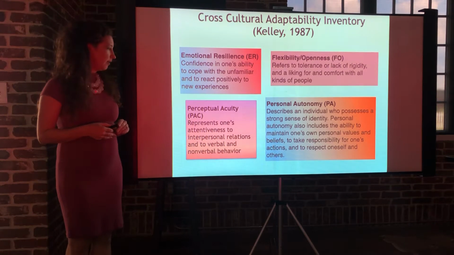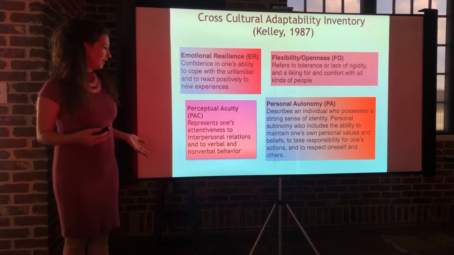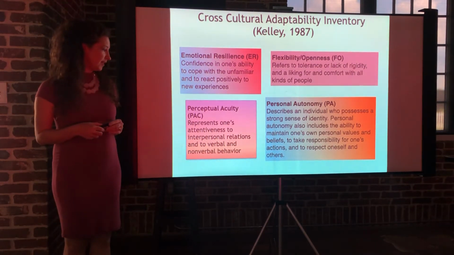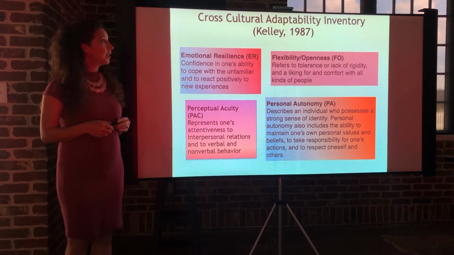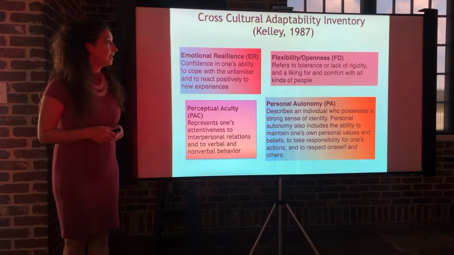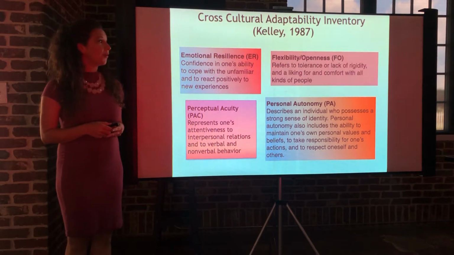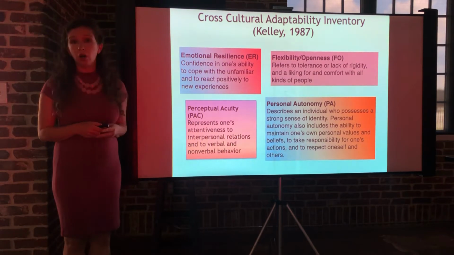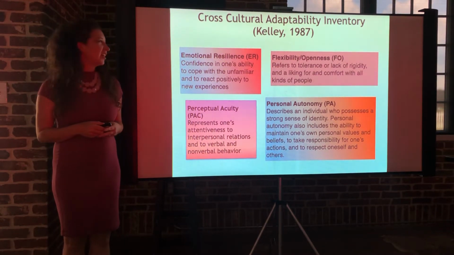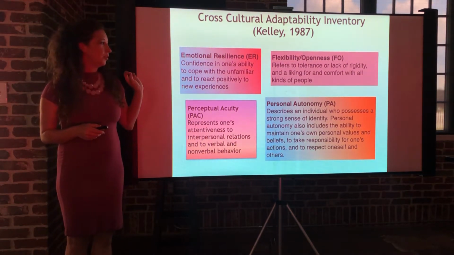Perceptual acuity represents one's assertiveness to interpersonal relations and to verbal and nonverbal behavior. Flexibility and openness refers to tolerance or a lack of rigidity and a liking for and comfort with all kinds of people. You can kind of sum this up to the word tolerance.